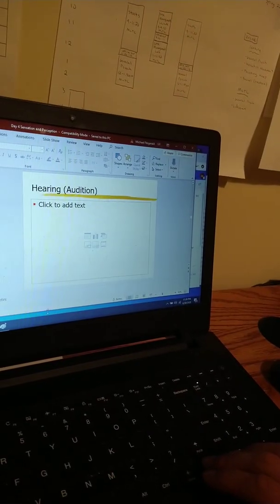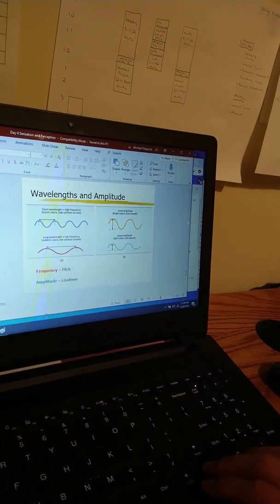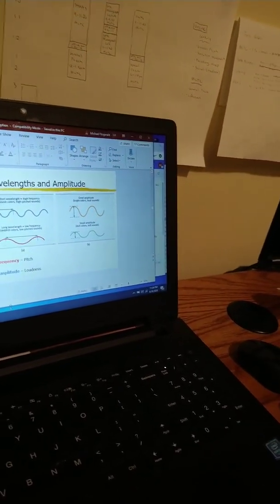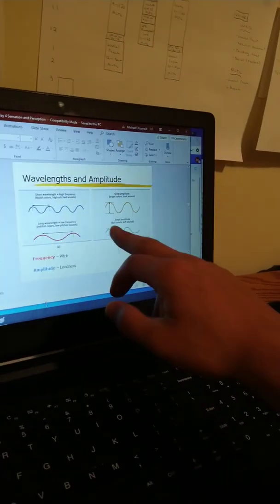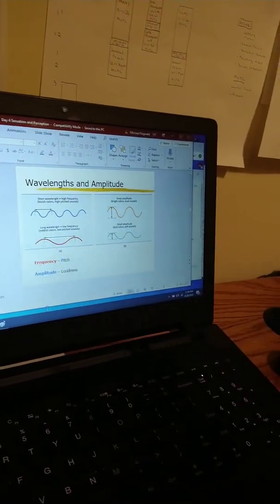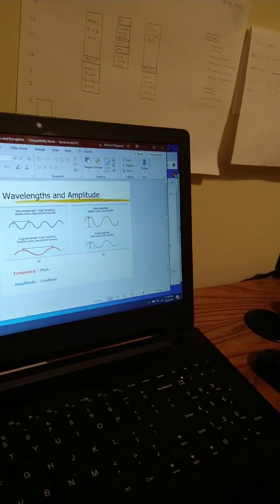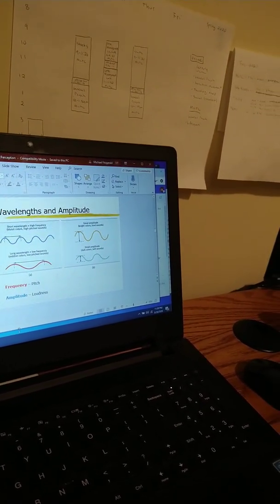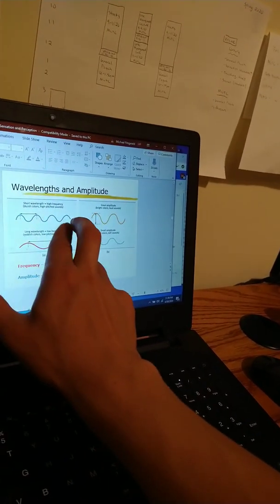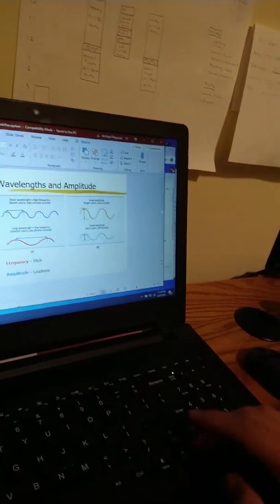Let's talk a little bit about hearing. So with hearing, the louder it is means the bigger the amplitude, the bigger the size. The pitch, then, a high octave or a low octave, is going to be in the space between the crests from one to the next.